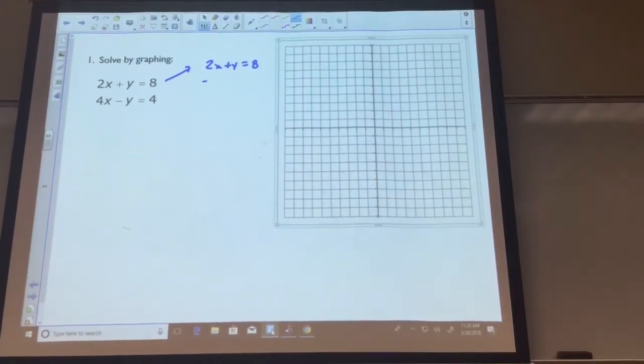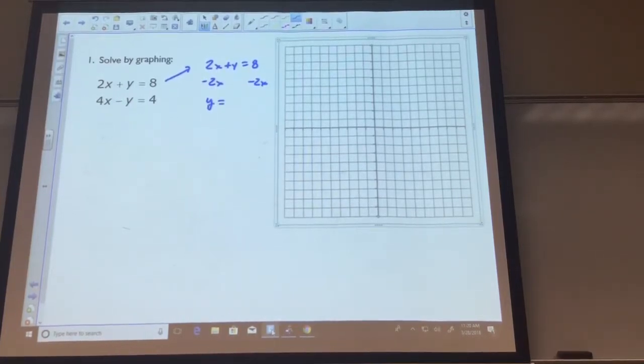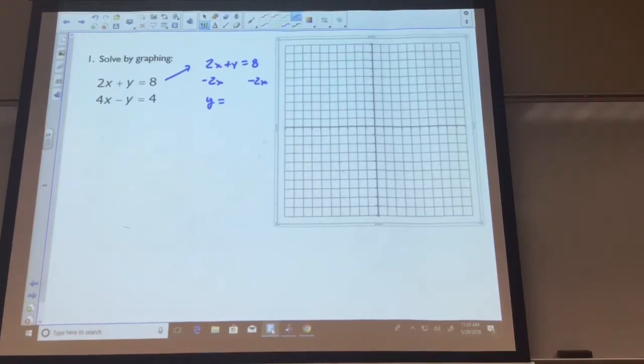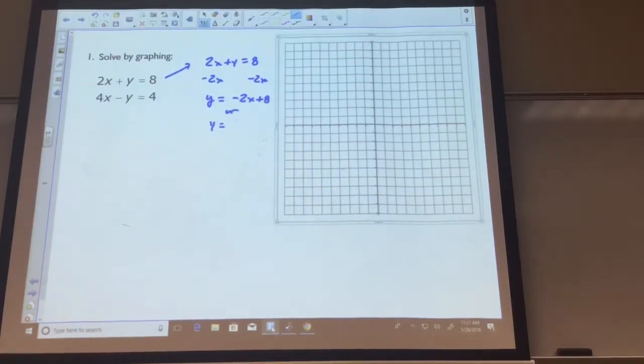So you would subtract the 2x from this side, and you would subtract the 2x from that side. You'd be left with y alone on the left-hand side. And on the right-hand side, you'd have a choice of whether you wanted to write negative 2x plus 8, or whether you wanted to write 8 minus 2x. And it really doesn't make a difference for computation in a problem. What makes a difference is that you have the signs in the right place. So you've got to be careful about that.